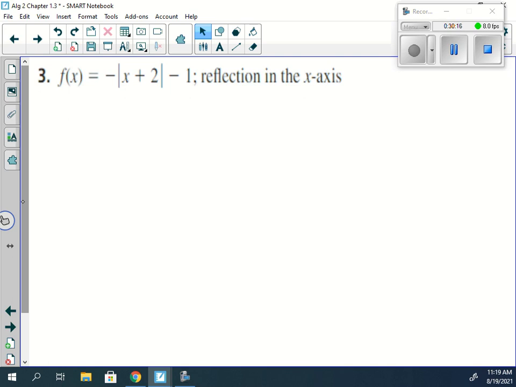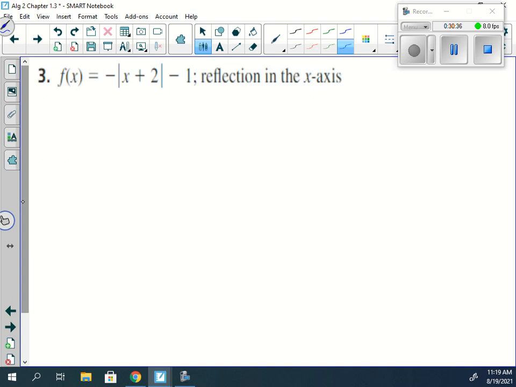Do we need to see another example of one of these? We feel comfortable with this? With reflections? Yes. Trenton, we good? Do you want to see one more? Okay. There's nothing wrong with seeing one more.